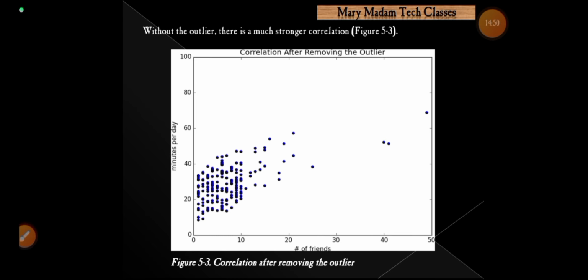Is it clear? What is the correlation? What is the covariance of this one?